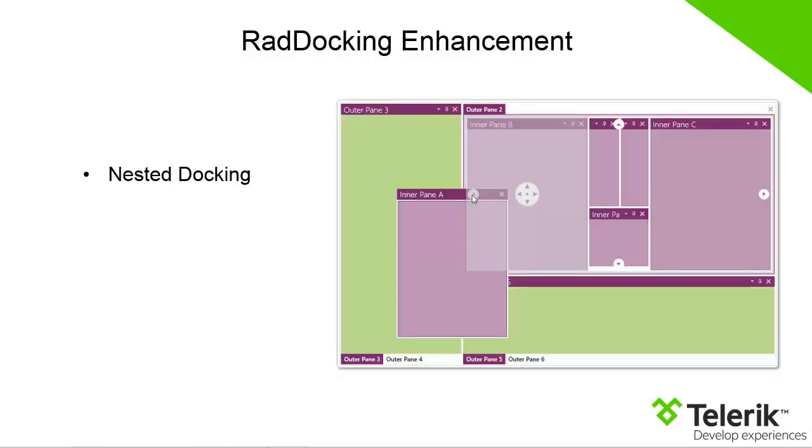You now have the ability to nest RadDocking controls within one another to provide a more flexible layout when designing complex interfaces. Each nested control provides their own document hosts as well as docking compasses. Inner tabs are also available at each of the nested levels when multiple Rad panes are present.